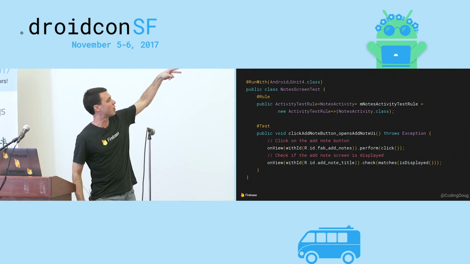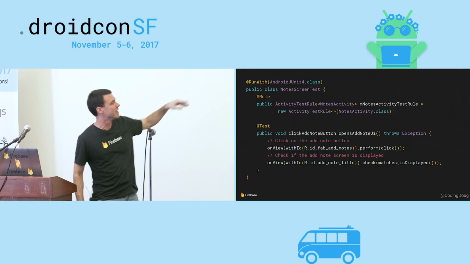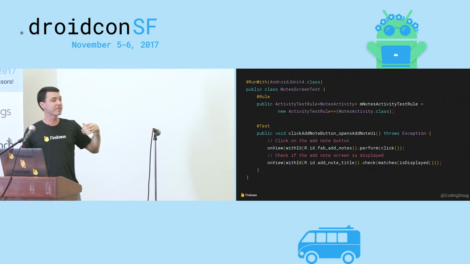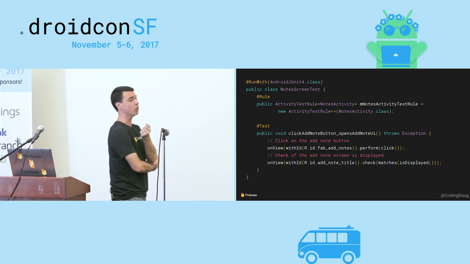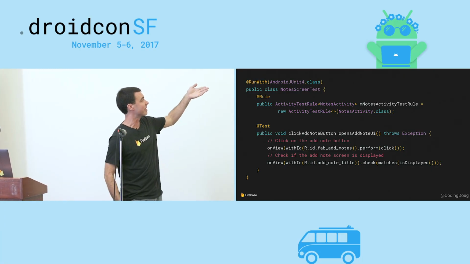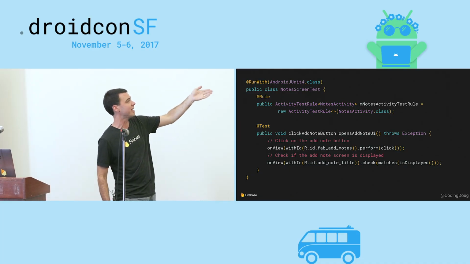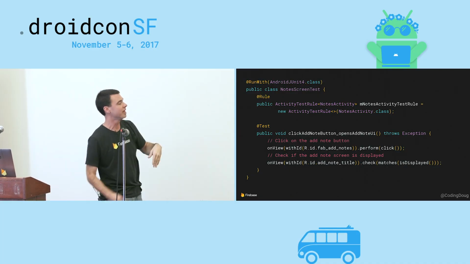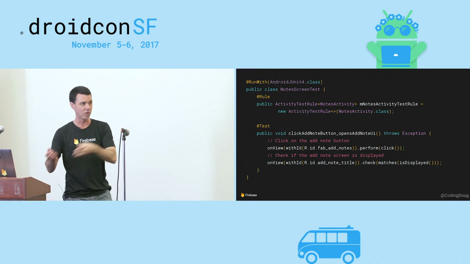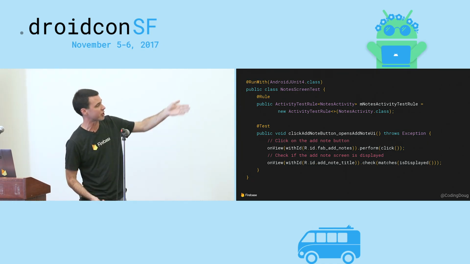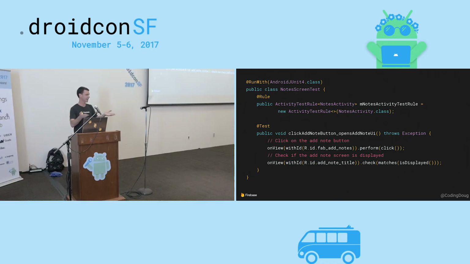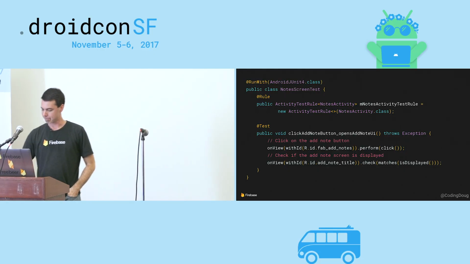Now, you'll notice there's a couple of onViews and withIds and some special looking stuff here. That's Espresso language for saying what you want the app to do. So what this is saying is when a view becomes visible, and when the view with an ID of fab_add_notes, click it. So when that button is visible, click it. Then wait for something else to show up and check to see if it matches the text that you expect. So this is what we'd call a fluent language for doing instrumentation testing.